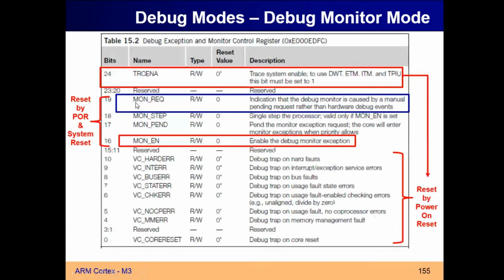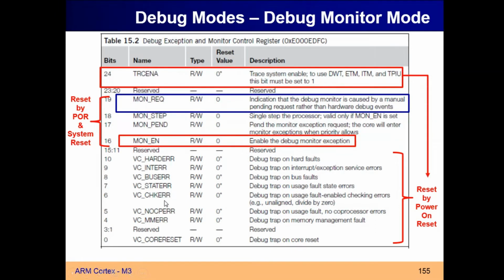So here you can see this is the trace enable bit, this is the monitor enable bit, and these are the vector catch bits. Vector hard error: what does it mean? It will halt the processor whenever a hard fault is detected. It will halt the processor whenever an interrupt service routine is generating some errors. Then bus error means it will halt the processor when a bus fault occurs. Then state error means a usage fault state error is occurring.